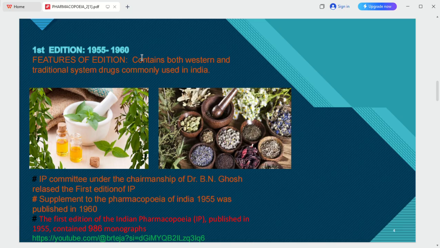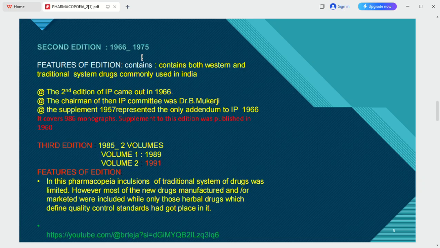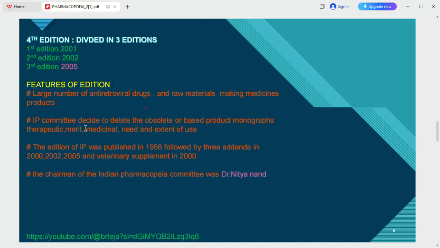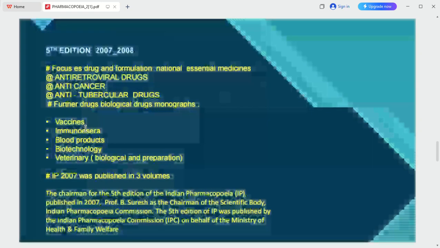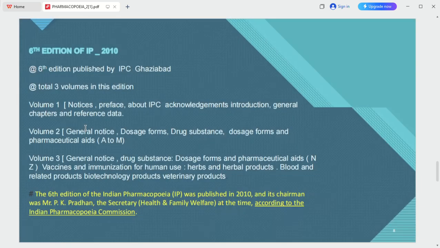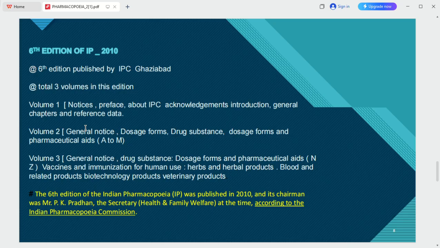Okay, first edition in 1955 to 1960, second edition 1966 and addendum 1975. Okay. Chairman of the second edition, Dr. B. Mukherjee. Fourth edition 1986. Fifth edition has three volumes: 2001, 2002, 2005. Chairperson Dr. Nityanand. Fifth edition is published in three volumes. Chairperson B. Suresh. Sixth edition is by IPC Ghaziabad located in Uttar Pradesh.